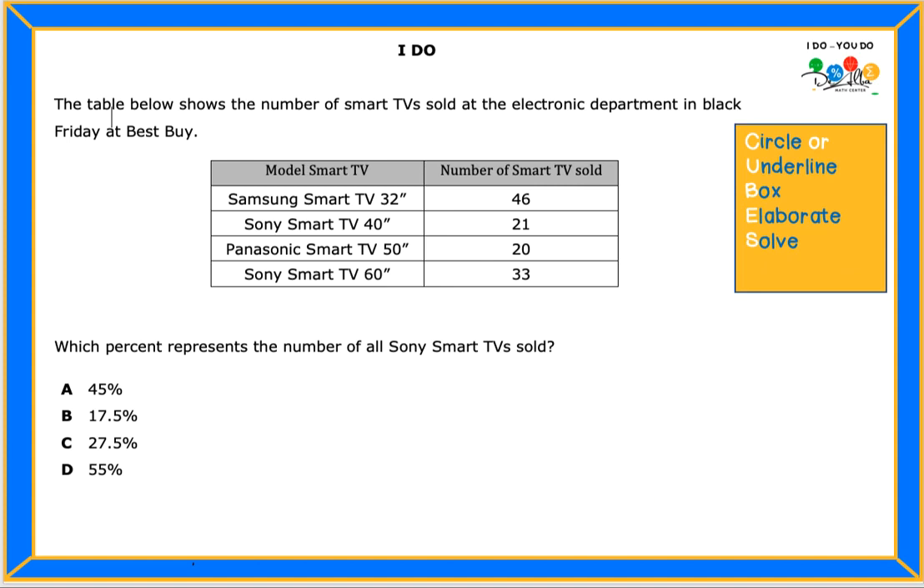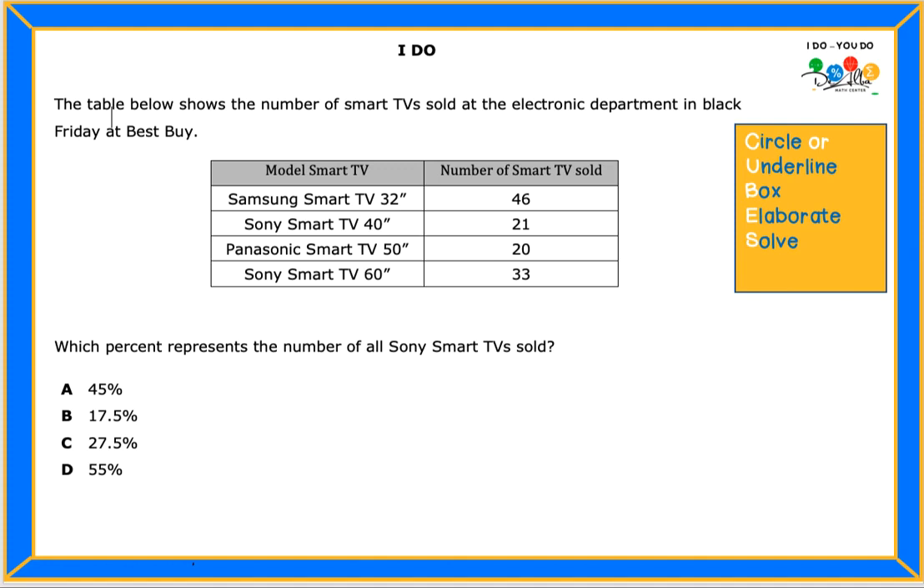Let's read this question. The table below shows the number of smart TVs sold at the electronic department in Black Friday at Best Buy. And then we have this table with all the different TVs. Which percent represents the number of all Sony smart TVs sold? I'm going to read my table: I have Samsung smart TVs, Sony smart TVs, Panasonic smart TVs, and then again a Sony smart TV.